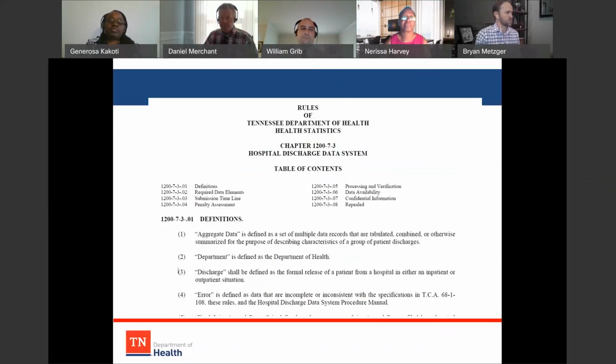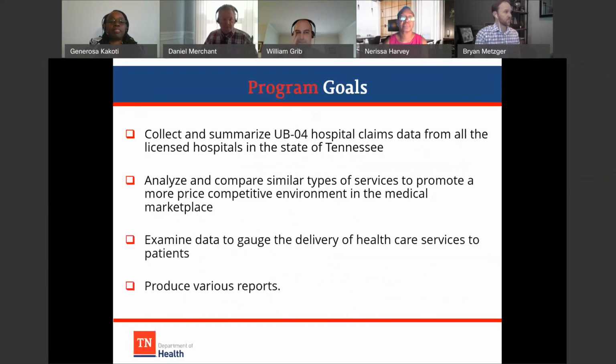So here are the rules of the hospital discharge data system. What are the program goals? To collect and summarize UB04 hospital claims data from licensed hospitals in the state of Tennessee. We also analyze and compare similar types of services to promote a more price competitive environment in the medical marketplace. We examine data to gauge the delivery of healthcare services to patients, and we produce various reports.